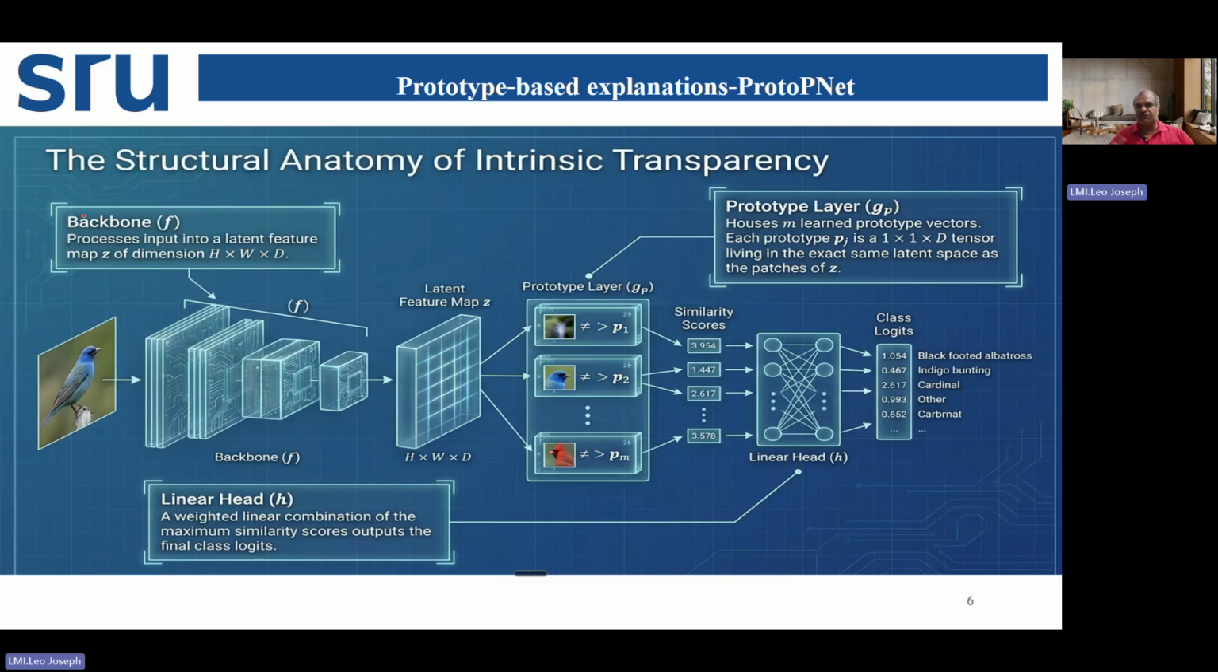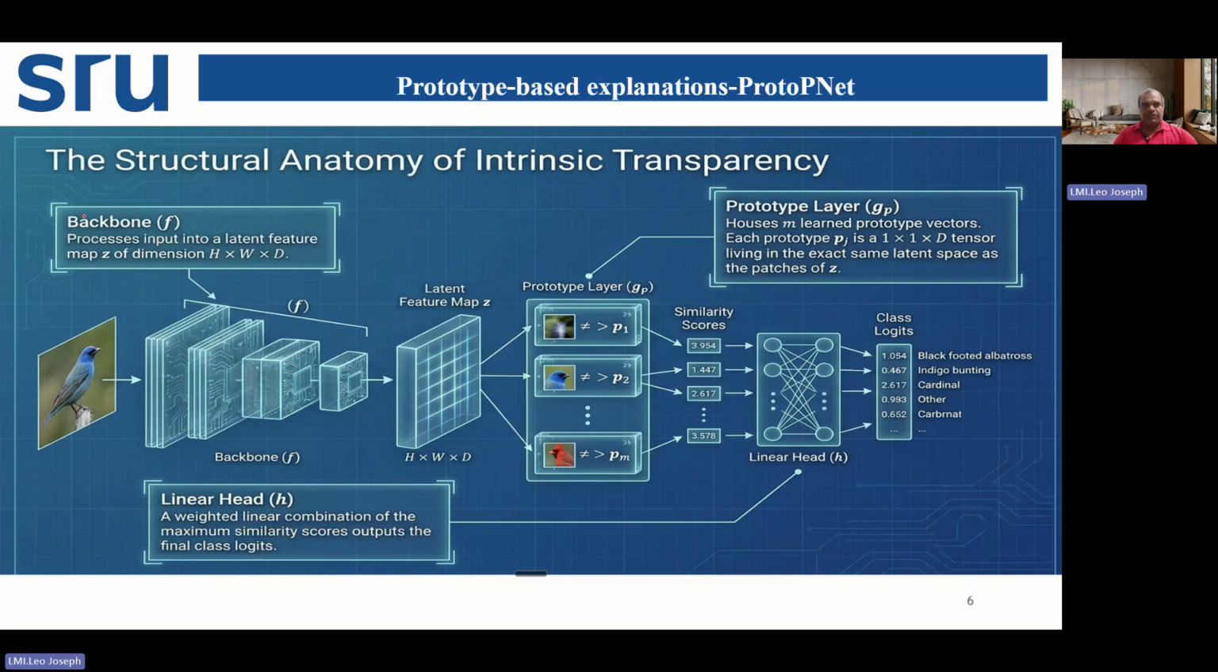So the patches are matching with that. Based on the patches, we calculate the similarity score, and the highest similarity score will be my output. So we can easily explain to the aspirants that I came to the conclusion due to this. Here we are not telling where the model is looking; we are telling how the model arrives at its answer. This is the important difference between the earlier traditional method and this prototype-based explanation.